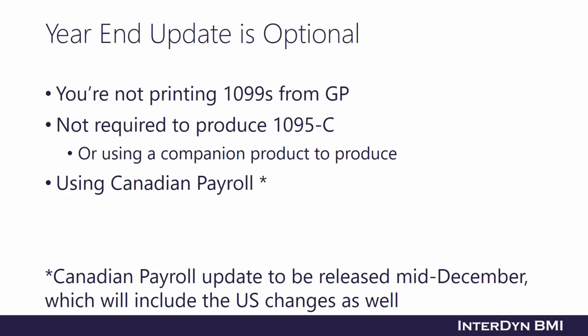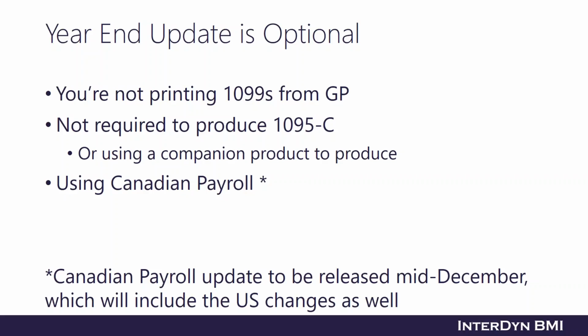So if you're not doing 1099 reporting from your GP system, if you're not doing Affordable Care Act tracking and producing your 1095-C documents from the system, then you don't need the update. And we have a note there that if you're using a companion product to produce 1095, so sometimes people think, well, I'm tracking it here, but someone else is producing the form, like Green Shades or some third party, or you might even have ADP or your payroll processing organization producing those documents, that's fine, and the year-end update would still be optional for you.